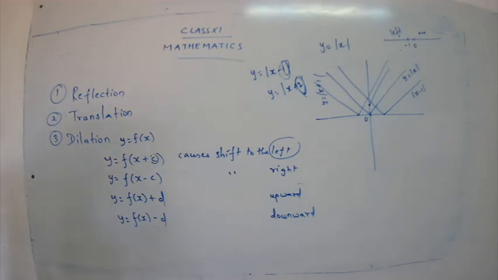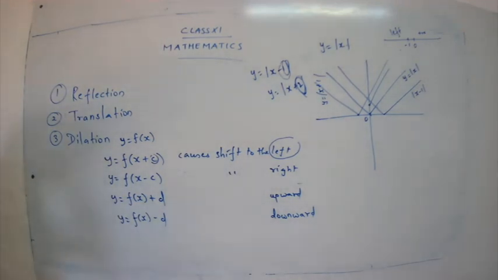Okay, now let's go for the third one, that is dilation. What is dilation? Dilation is also a transformation which causes the curve to stretch or compress. That is, the curve will get expanded or the curve will get contracted, by multiplying a function. How will we determine whether the curve is going to get expanded or contracted? It is with the help of a multiplying factor.